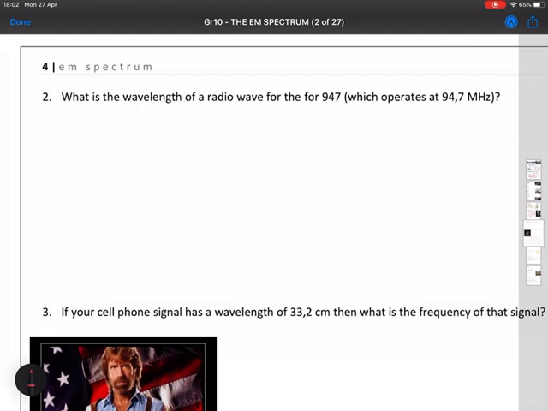So our frequency is 94.7 megahertz. You'll remember from last year that actually that means 94.7 times 10 to the power of 6. Mega, capital M, means times 10 to the 6 hertz. Speed of light is 3 times 10 to the 8 meters per second.